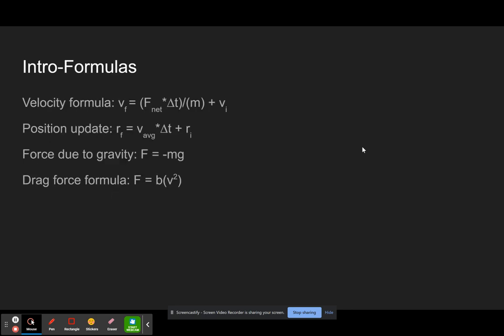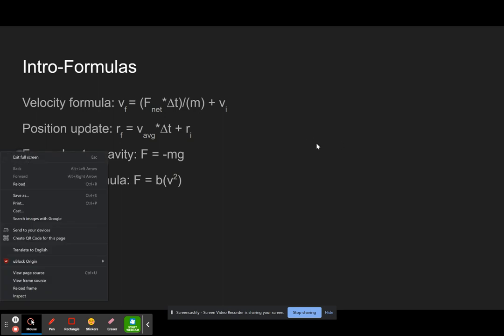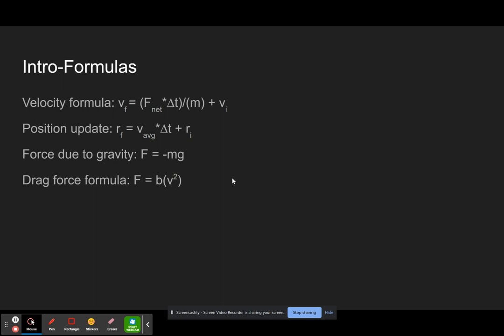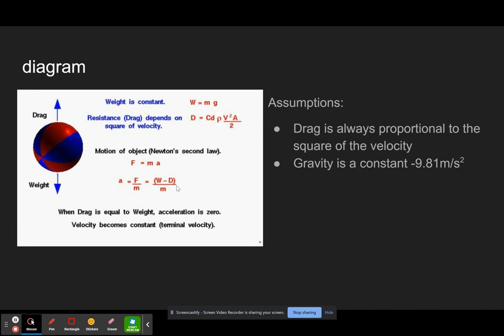So here's the initial formulas. You have the standard velocity and position formula, as well as force due to gravity, with g being 9.8 squared. And last but not least, you have the drag formula, which is a constant b times your velocity squared. So here's a diagram denoting how drag works. Weight will always be going down towards gravity, and drag is a force going back up.